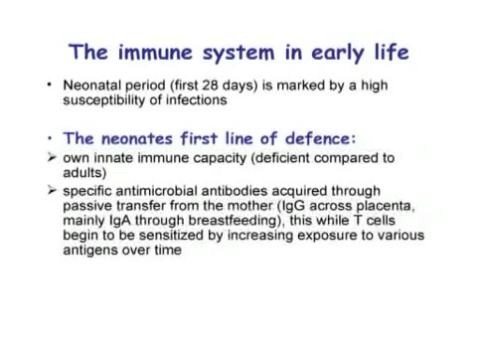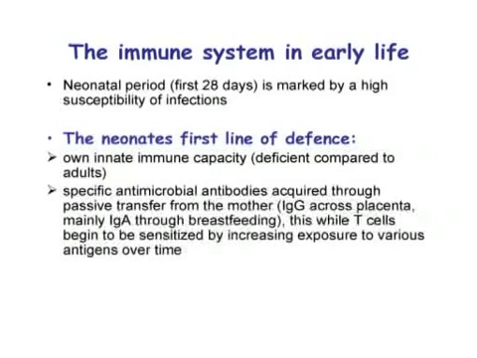The other form of defense for the infant is really through specific antimicrobial antibodies, which are received through passive transfer from the mother: the IgG that crosses the placenta, or IgA, which comes through breastfeeding. This helps to protect the child to some extent while their own immature adaptive immune response starts being sensitized to seeing different antigens over time.